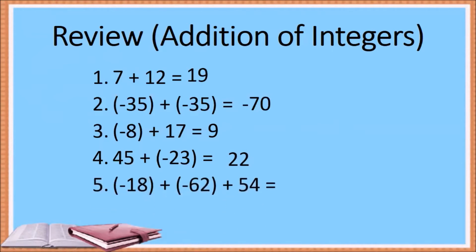And last example, the quantity negative 18 plus the quantity negative 62 plus 54. So add the two negative signs. So negative 18 and negative 62 is negative 80. And subtract sa 54. So negative 80 plus 54, the total sum is equal to negative 26.